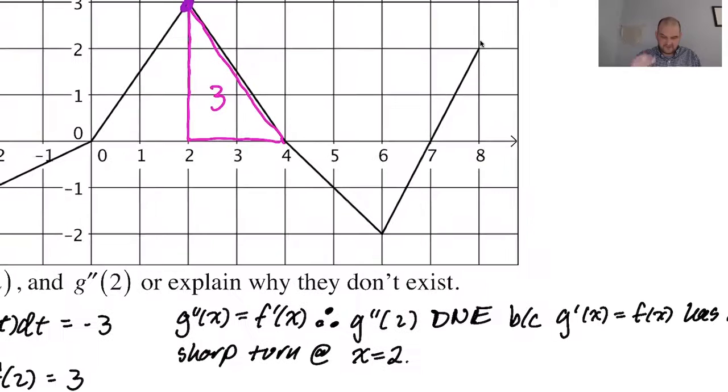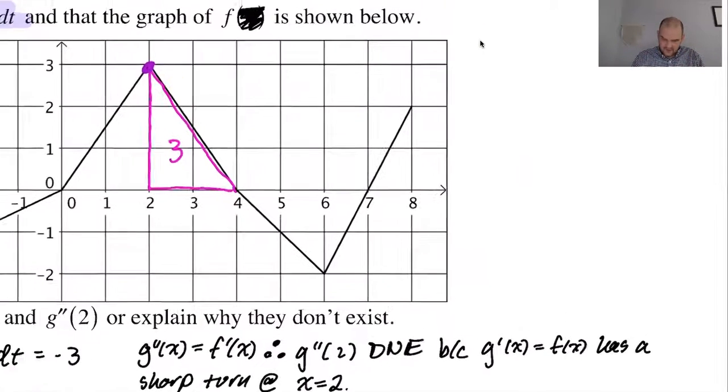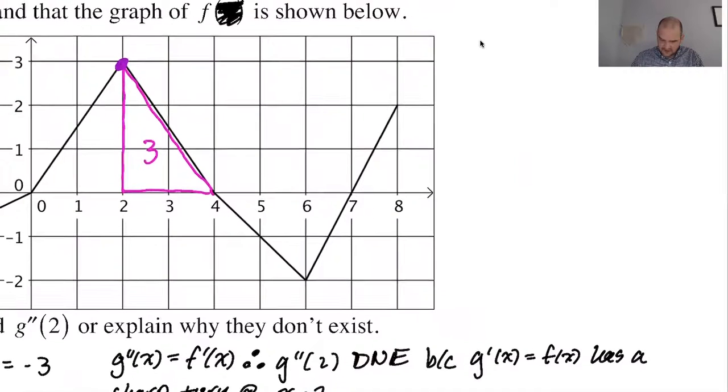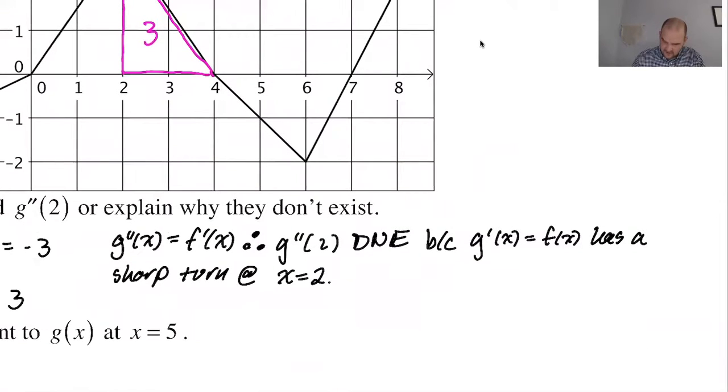So the graph of f of x has a sharp turn at x equals 2, which means f of x is not differentiable, which means that its derivative doesn't exist there. So there's no way that f prime could exist there, so g double prime doesn't exist. Another argument could be that we could actually find g double prime. So an alternative argument here, I'm going to make it in green, I guess.